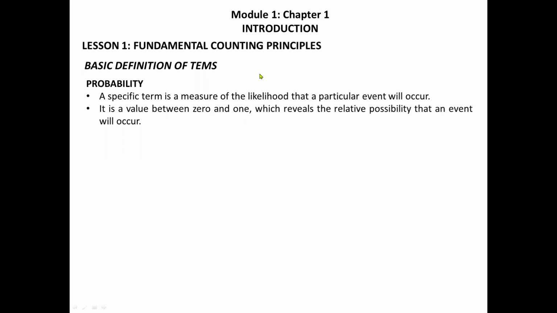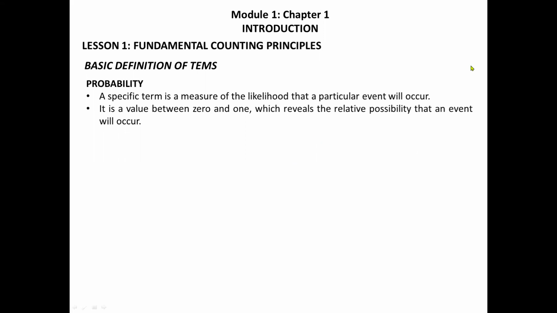Probability is a measure of the likelihood that a particular event will occur. It is a value between 0 and 1 which reveals the relative possibility that an event will occur. So there is no probability below 0, because it must be between 0 and 1. When it is 1, that is 100%. 0 means it will never happen. So the value must be between 0 and 1.